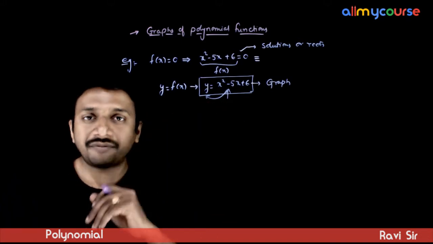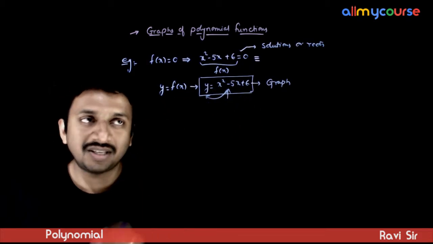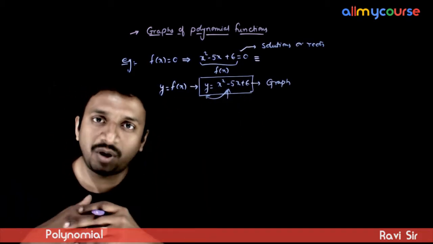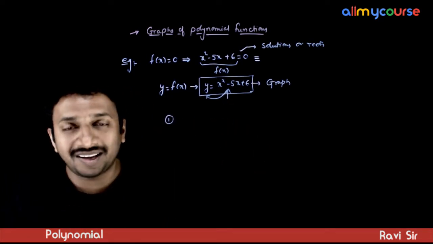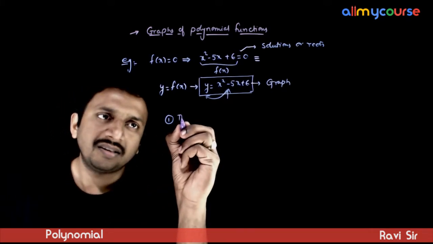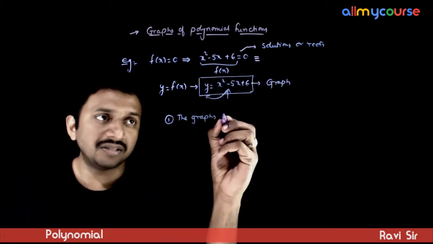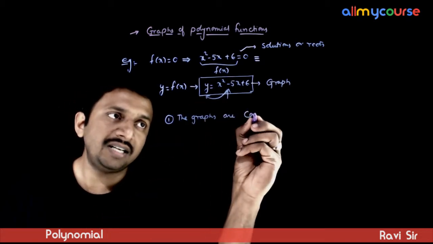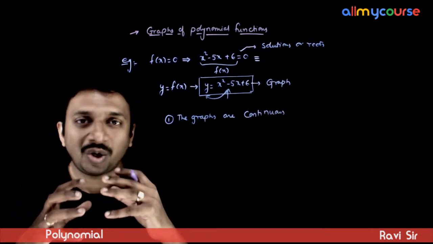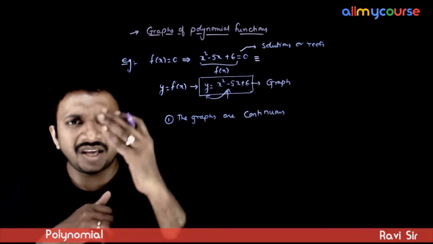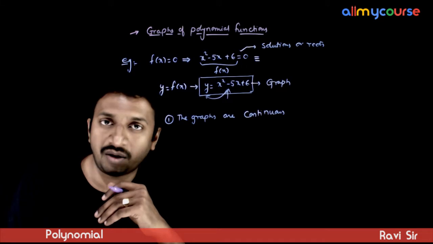Now if you draw the graph of this polynomial function, this is an example of a polynomial function. This is a quadratic. You can have any degree polynomial function. So one of the first things that you need to observe about polynomial graphs is that the graphs of polynomial functions are continuous. That is, the graphs don't break anywhere. They go continuously without breakages.